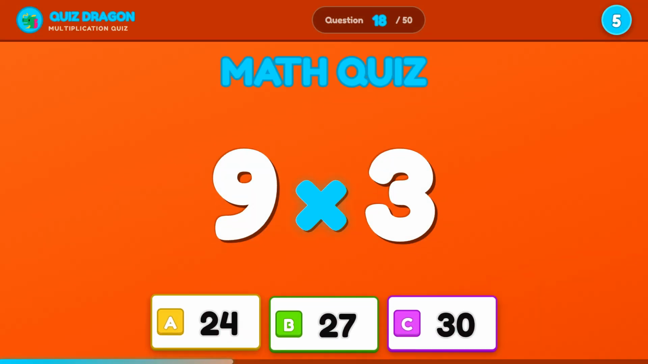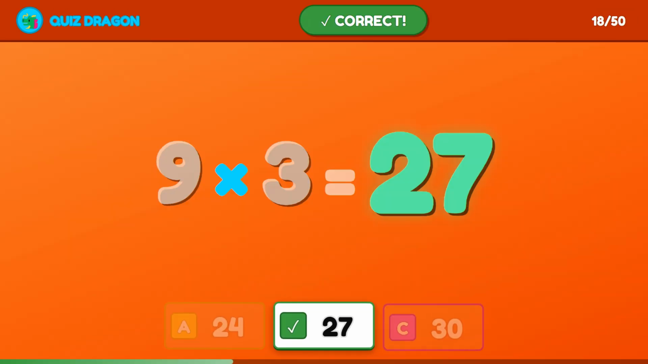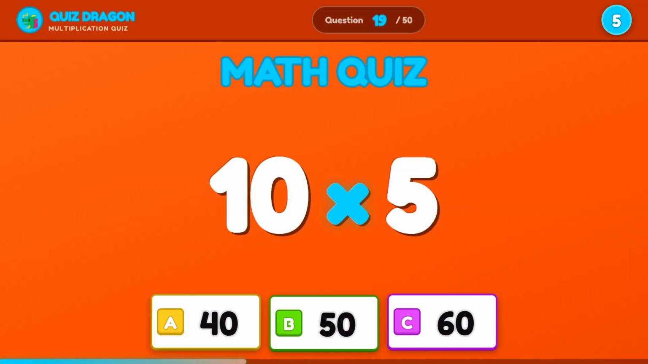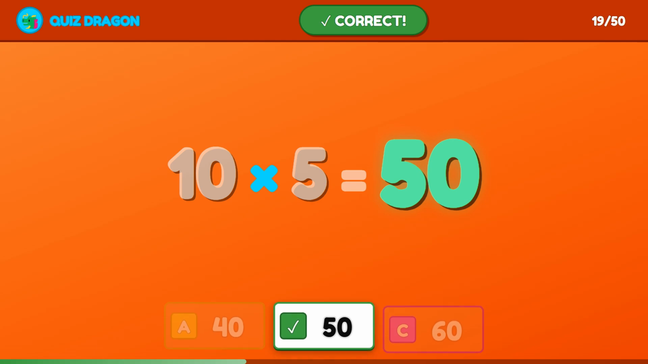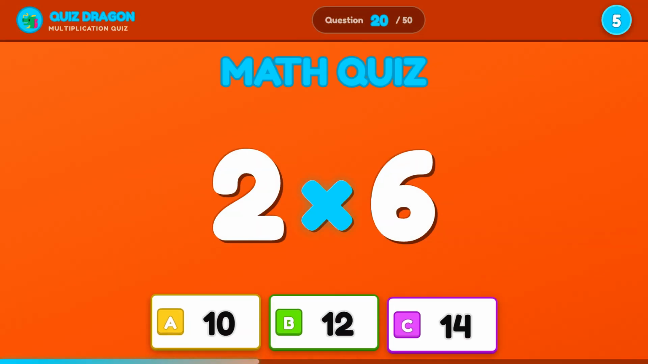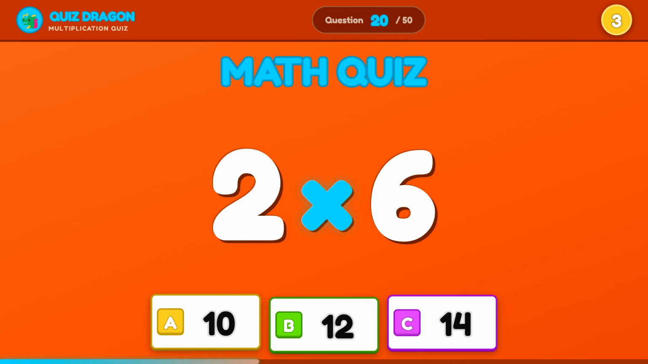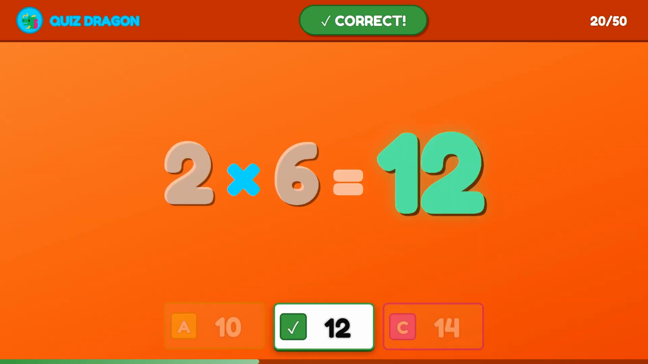Question 18. 9 times 3, what's the answer? The correct answer is B, 27. Question 19. What is 10 times 5? The correct answer is B, 50. Number 20. 2 times 6 equals? The correct answer is B, 12.